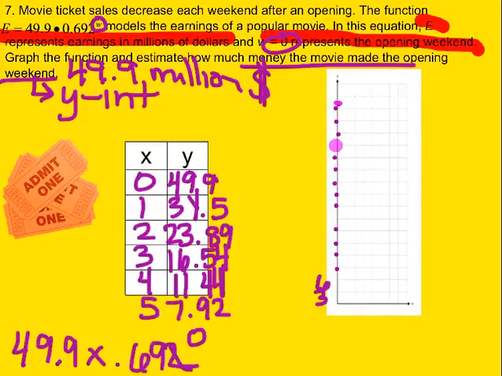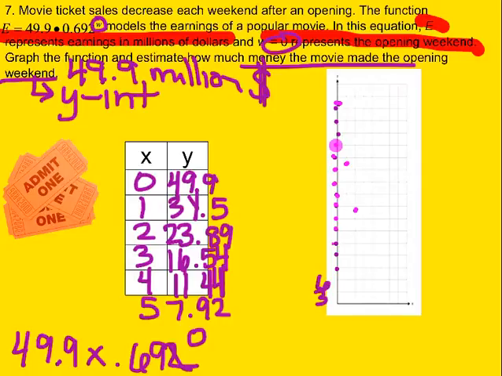Now 34.5. Well, I remember my 39, then we have 39, 36, 33. So between these two, about halfway, is going to be my 34.5. Then I have 30, 27, 24, and here's my 21. So really close to 24 is going to be my 23.89. And then that's my 21.